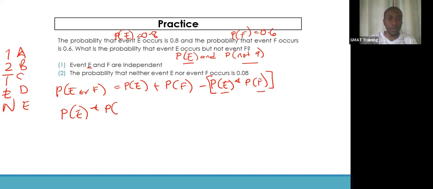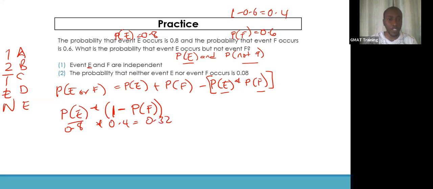In this case, the question asks about the probability of E times the probability of not F. That's not the probability of F, but rather times 1 minus the probability of F. That's the probability that F does not occur. We already have the probability of E, which is 0.8, and the probability of F, which is 0.6. So the probability of F not happening is 1 minus 0.6, which is 0.4. So 0.8 times 0.4 gives you 0.32.